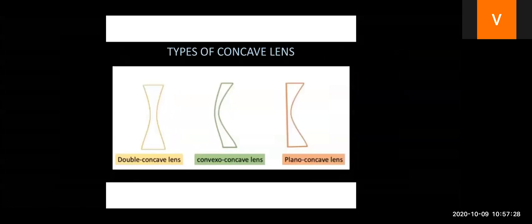Now children, let's see the types of concave lens. Here also, depending upon the surface, there are three types of concave lens. The first one, as you can see, both the surfaces are concave, right? They are thinner in the middle and they are thicker at the edges. So this is your double concave lens.